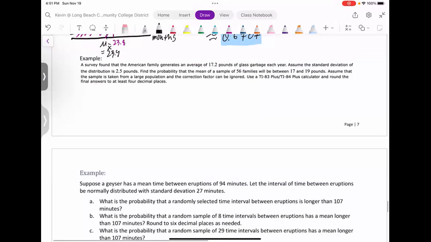All right. A survey found that the American family generates an average of 17.2 pounds of glass garbage each year. Assume the standard deviation of the distribution is 2.5 pounds. Find the probability that the mean of a sample of 56 families, so there's the sample again, that's the indicator that we're going to be using the central limit theorem here, will be between 17 and 19 pounds. So let's draw a picture.